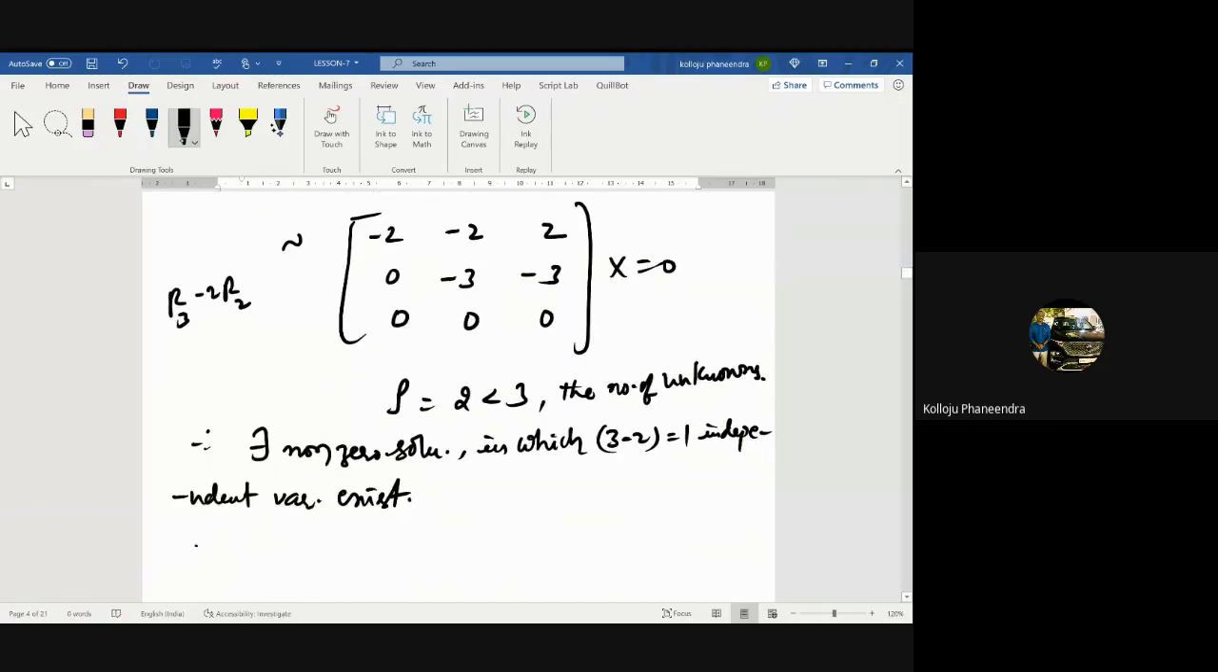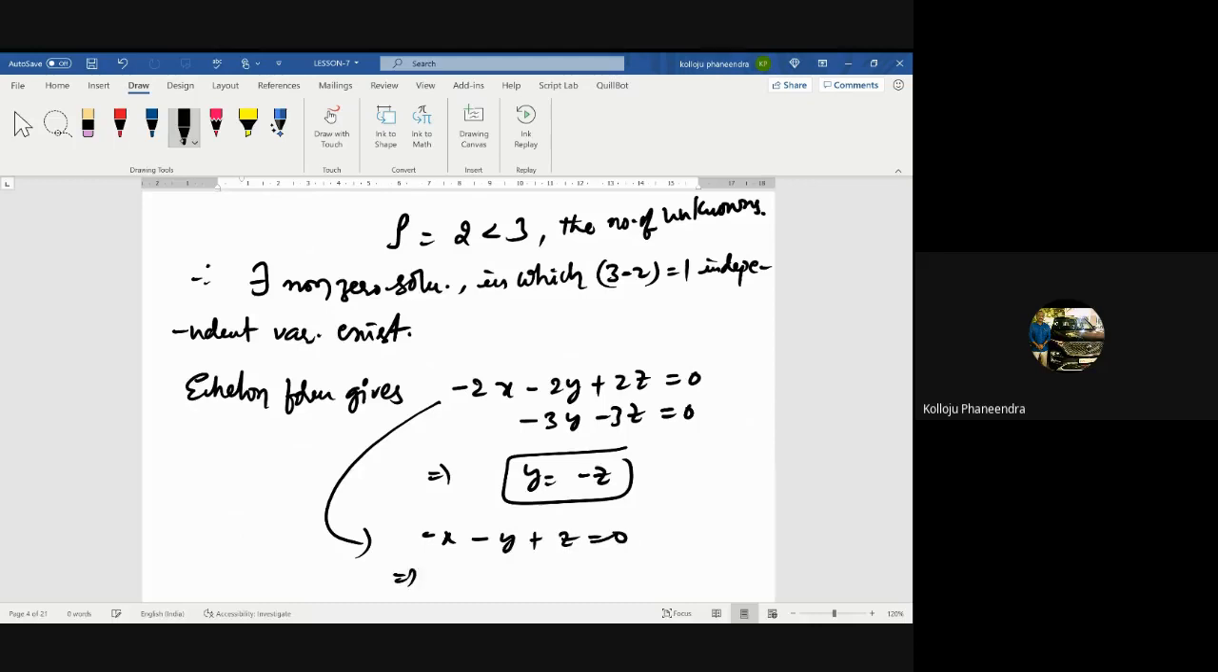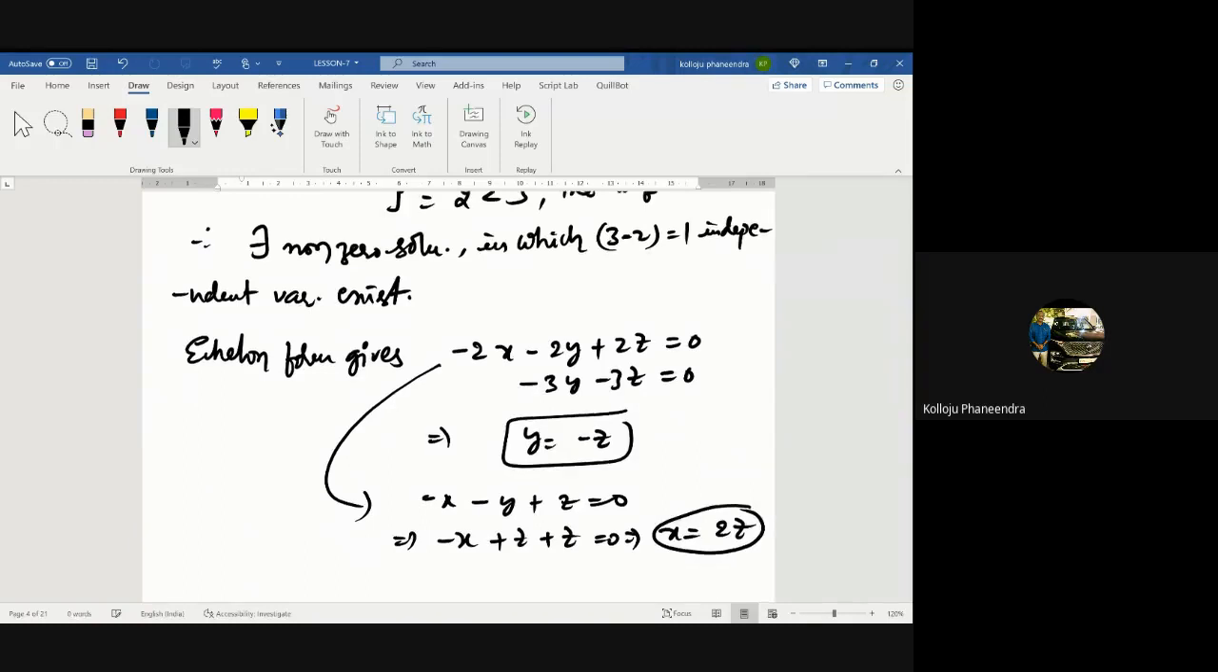And what is the echelon form? Echelon form gives, I'm writing directly, minus 2x minus 2y plus 2z equal to 0, minus 3y minus 3z equal to 0. So from the second expression, what I'm getting is y equal to minus z. Then what about this? Minus x minus y plus z equal to 0. This implies minus x plus z equal to 0. So x equal to what? 2z.